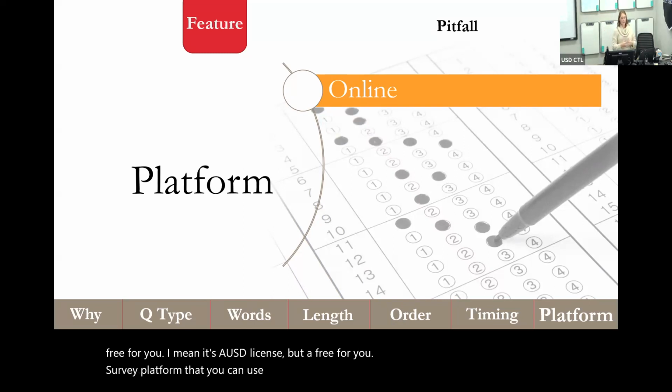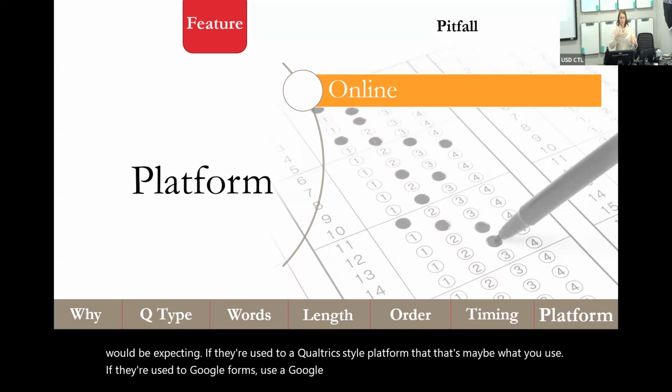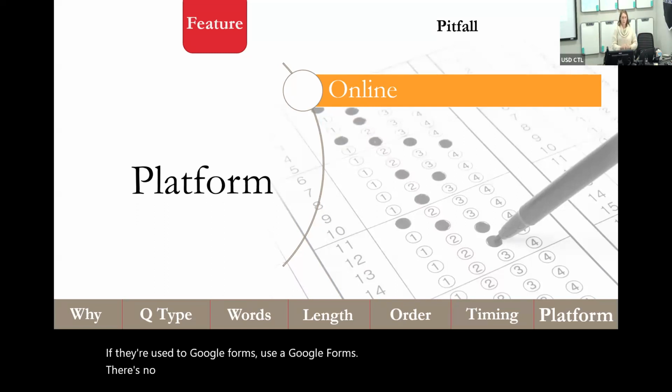It is important to understand also what your participants would be expecting. If they're used to a Qualtrics style platform, that's maybe what you use. If they're used to Google Forms, use Google Forms. There's no real best way to do this. It all kind of just depends on what your expected outcomes are.